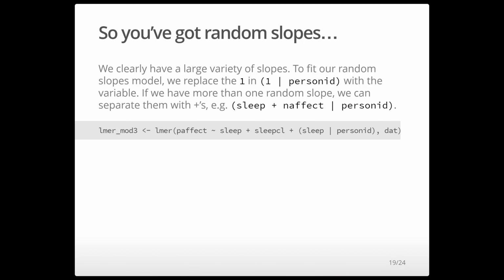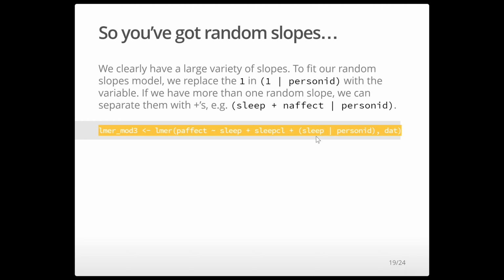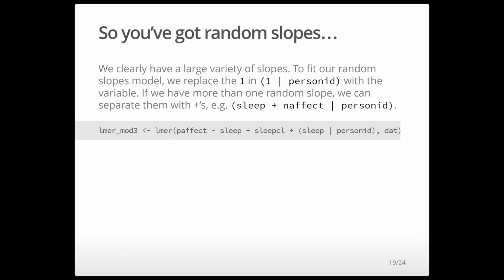So since we have random slopes, the way we can address this in our model is to model the variability in the slopes by person. And we do this by replacing the 1 here, that's to the left of the vertical bar, with the predictors that we want to have random slopes for. You can have more than 1 random slope.